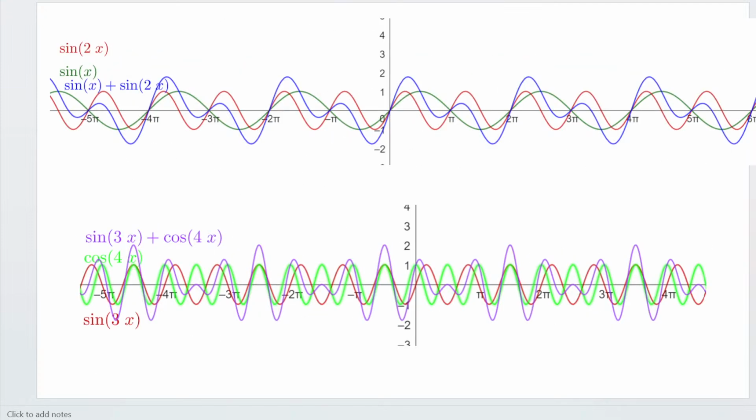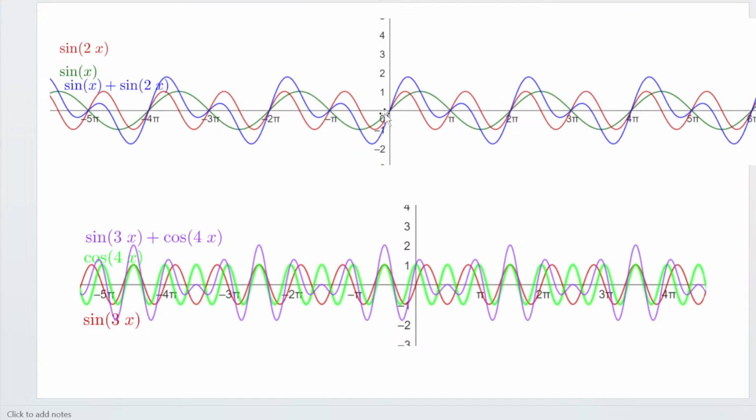Sir, can you repeat? Okay, see here. Sin x repeats itself after every 2 pi. That is the green one. And sin 2x will repeat itself after every pi. This is the red one. But because sin x is taking 2 pi, even if this fellow is repeating itself after every pi, because this is a sum, you still have to wait for sin x to repeat itself, the overall sum, right?